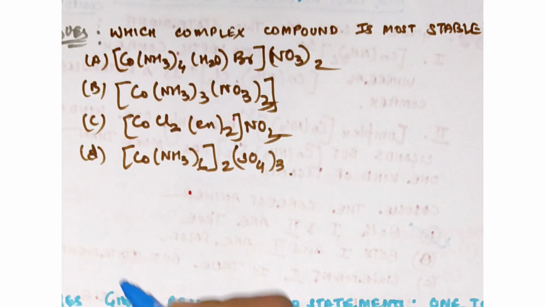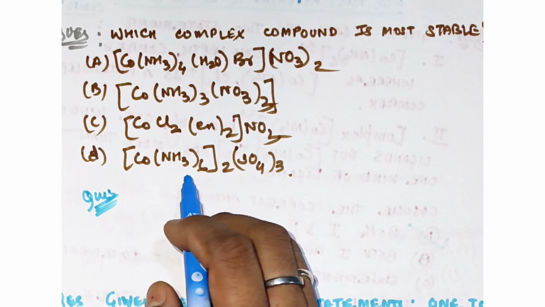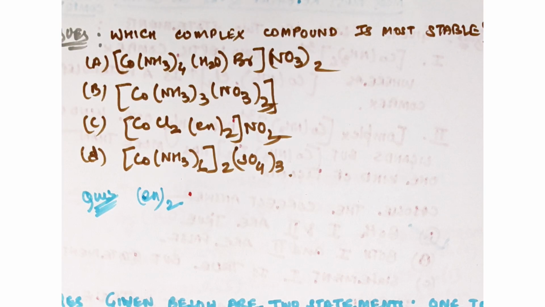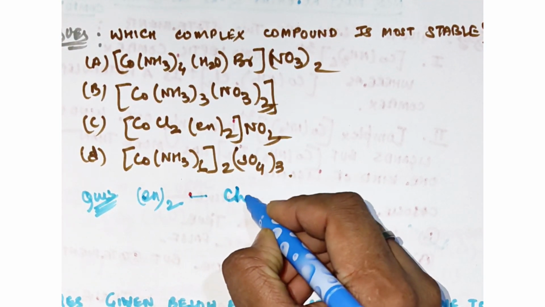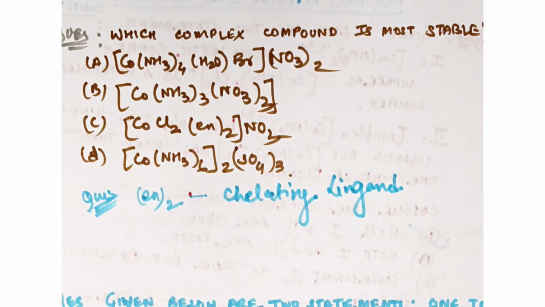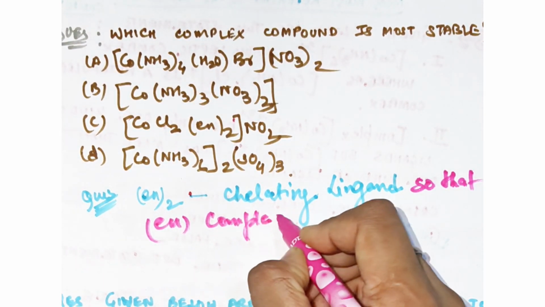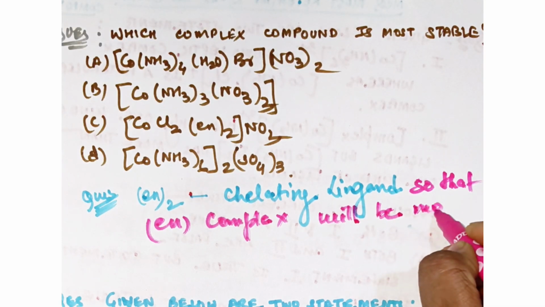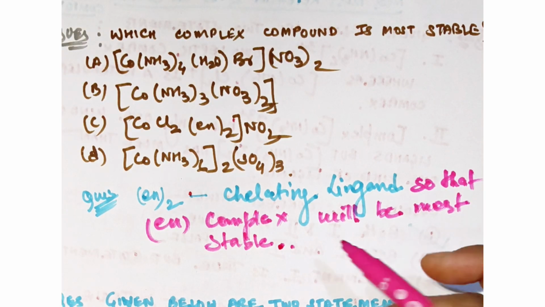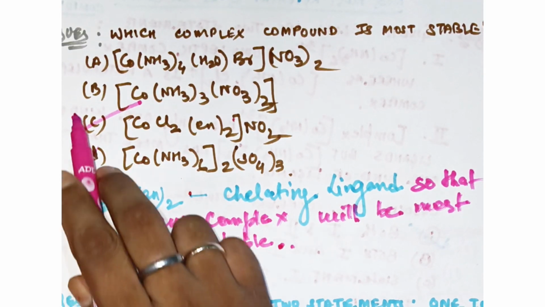Which complex compound is the most stable? You have to find which compound is most stable. The compound stability depends on the extent to which the ligand can form a ring or chelate. See here, en, that is ethylenediamine, is a chelating ligand, that means a ligand which can form a ring. So the en complex will be the most stable. The stability increases as the chelating property of the ligand increases. Here only the compound C has ethylenediamine, so the second, C, is your answer.